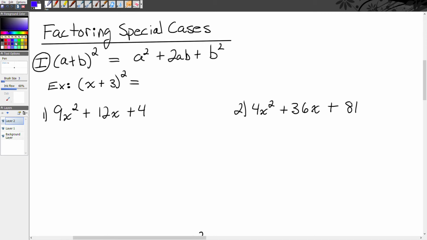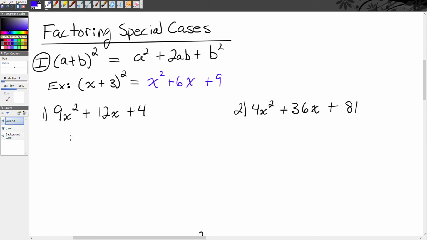So an example of that would be if we have (x plus 3) squared, then we have a squared, which is our first term squared, so that's x squared in the front. In the back, we have b squared, so 3 squared is 9. And in the middle, 2 times a times b, so 2 times x times 3 is 6x. All right? So we're going to take a look at doing that process backwards, in reverse, in order to factor.